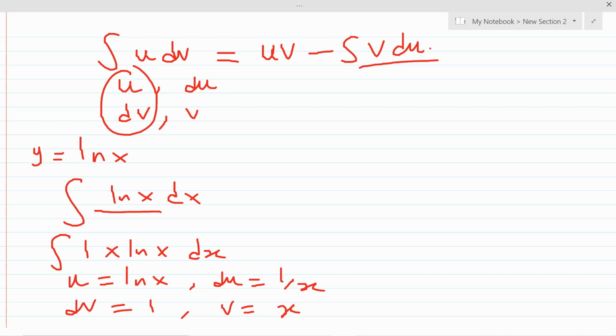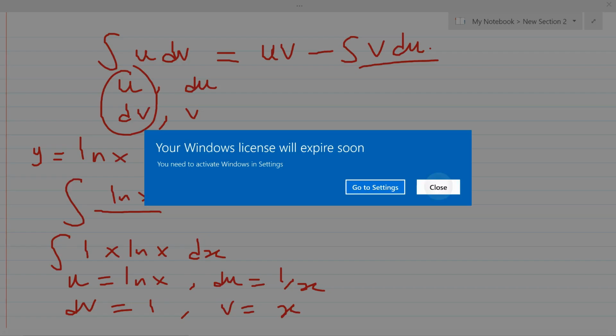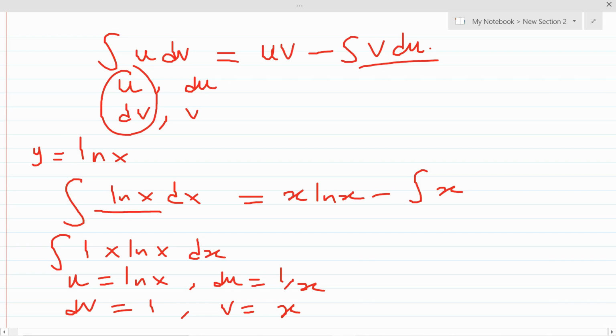Then this whole integral will be equal to, since it is a product of these two, my u is ln x and my v is x. So I can multiply x times ln x minus the integral of v du. And v is x, and du is 1 over x, then dx.